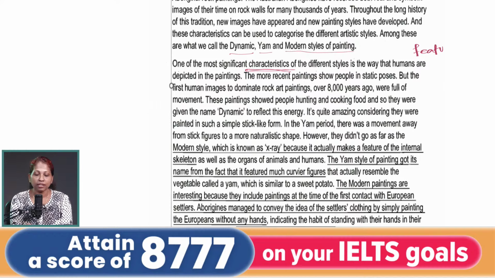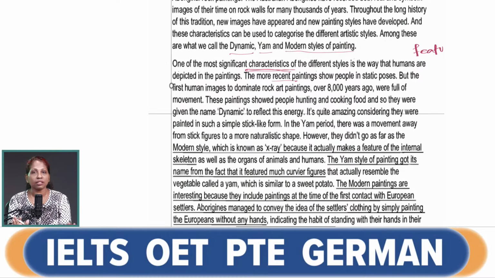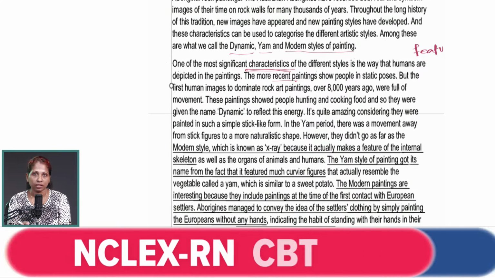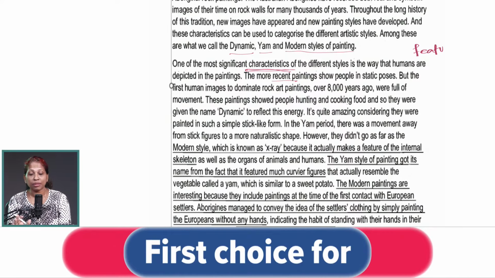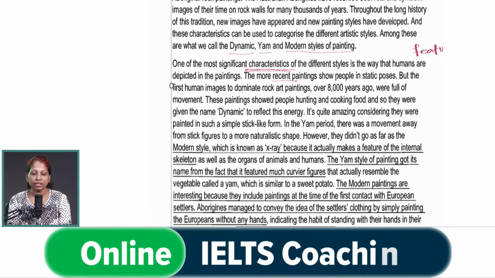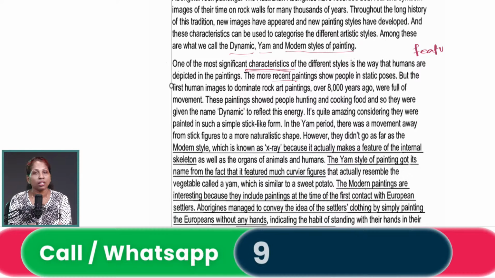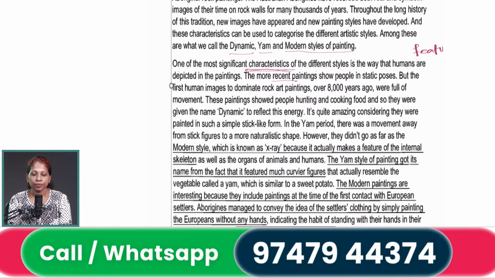So they are telling that right now the recent paintings are static. That means the people are just posing. They are doing nothing. They're just posing in the painting. But some 8,000 years ago when they were painting them, there was full movement of people. Maybe they are walking, they are doing some work or something like that.